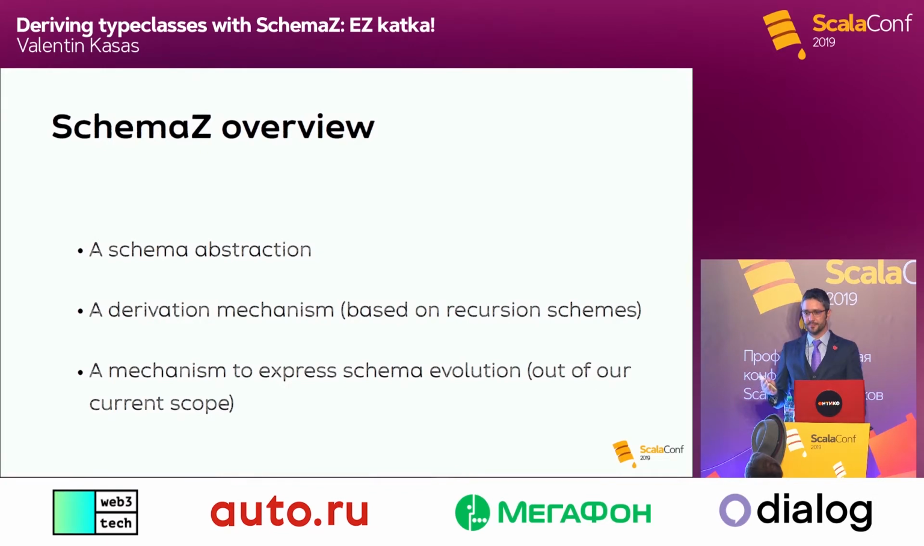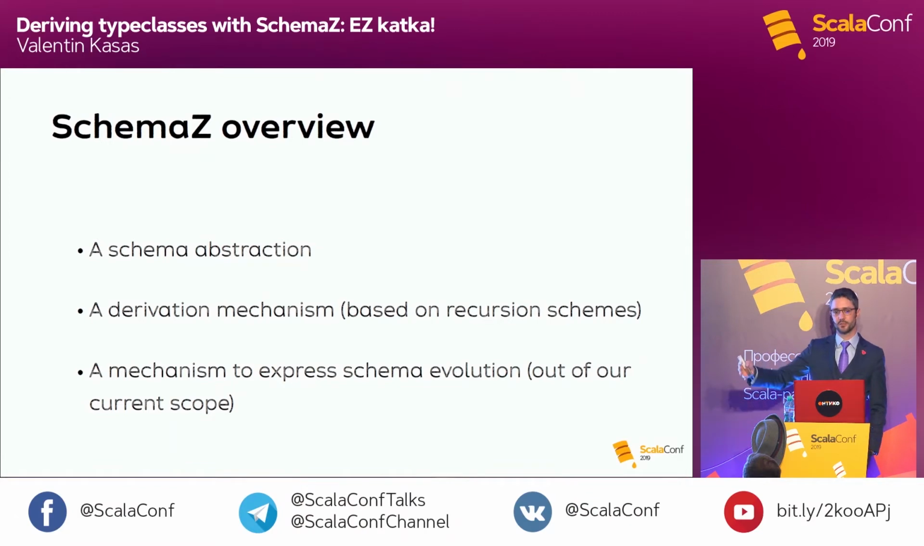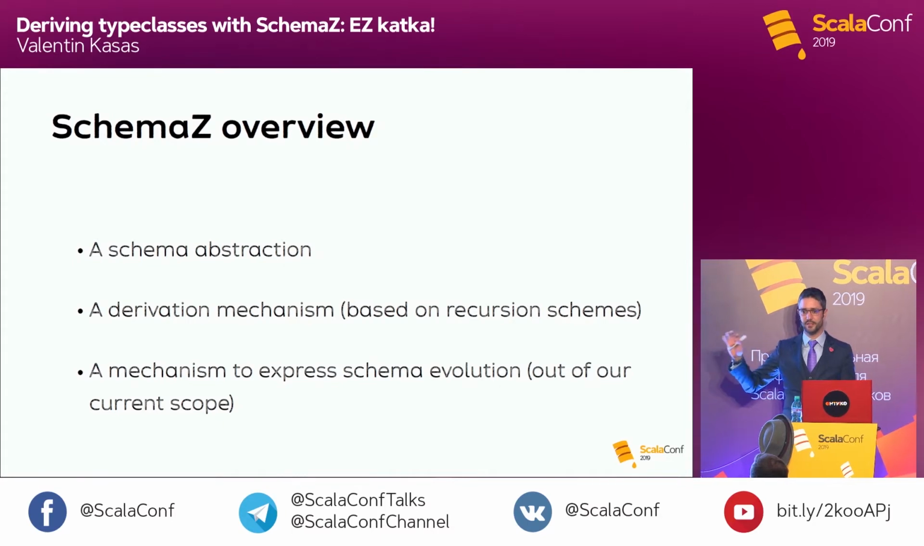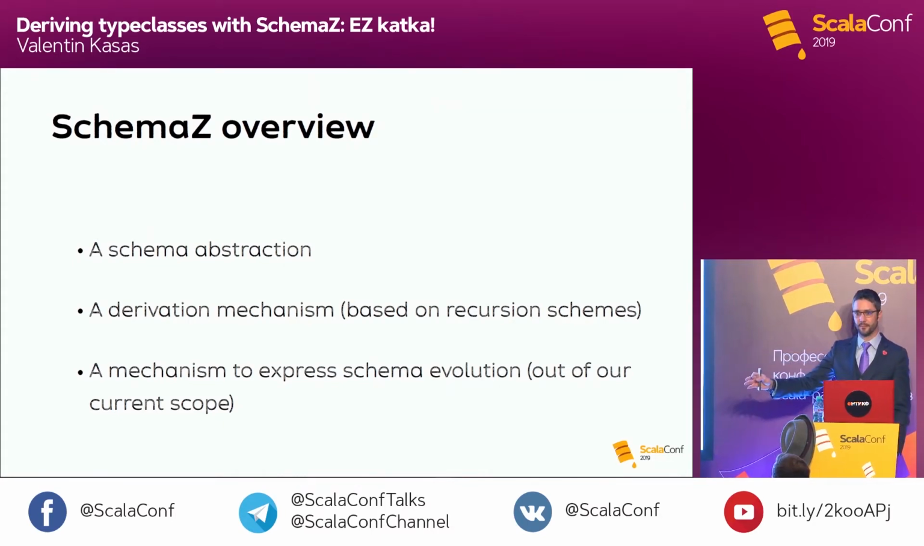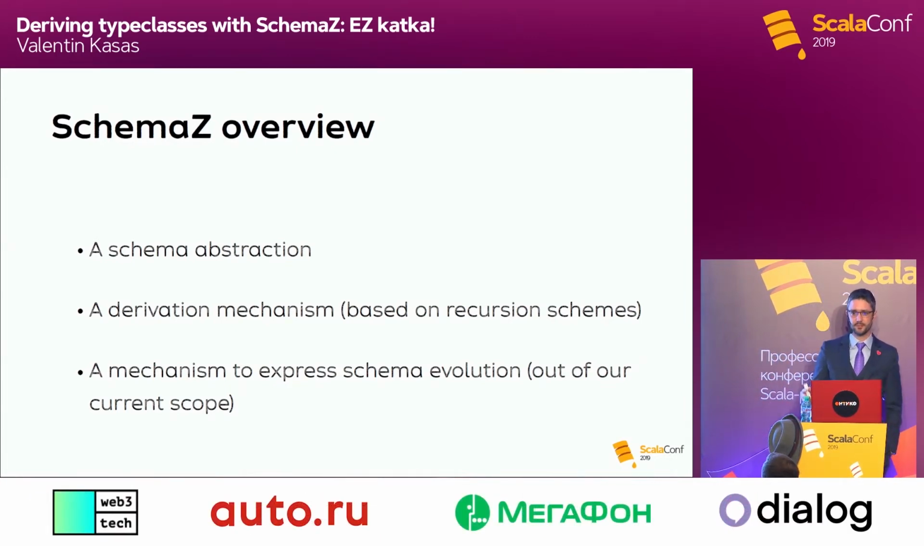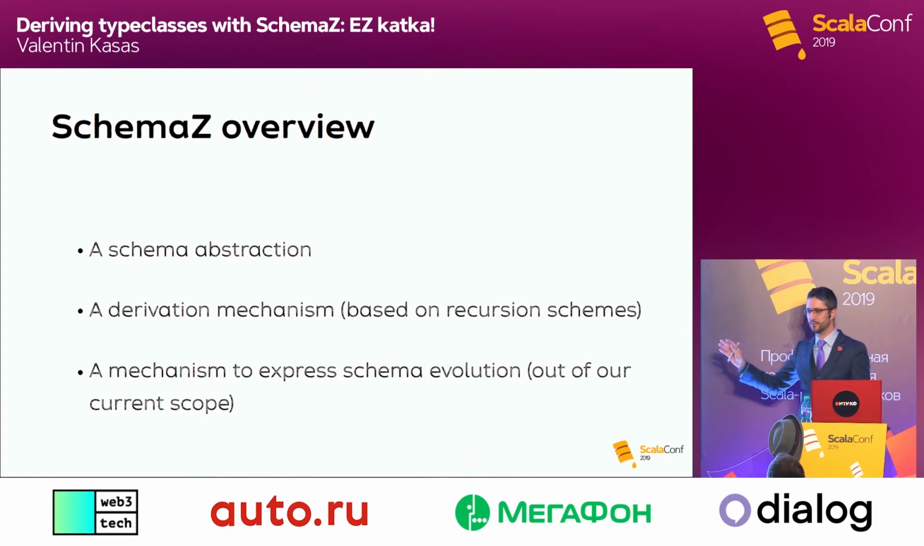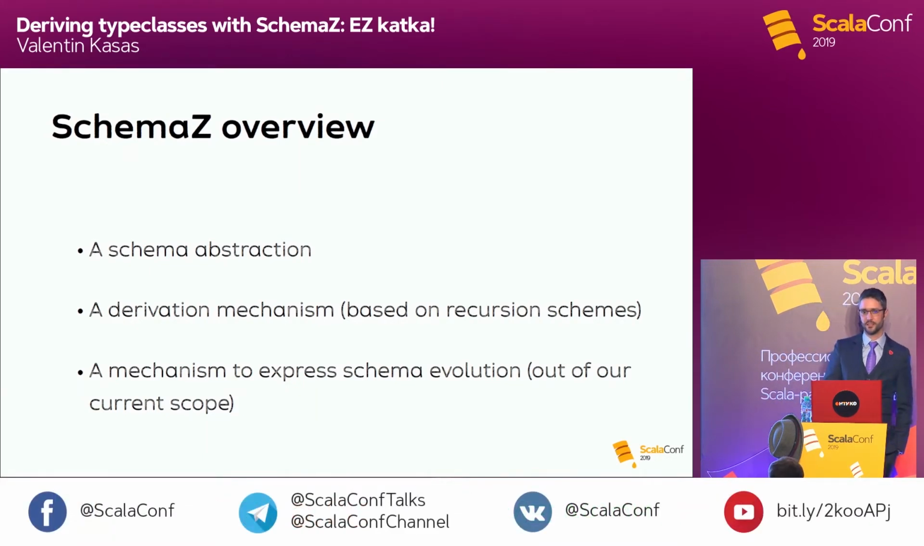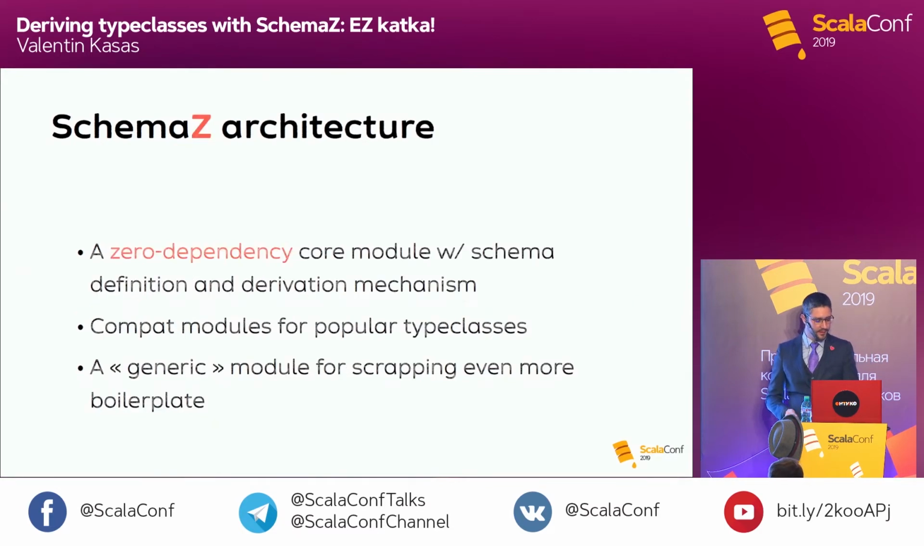So SchemaZ provides an abstraction, what we call a schema, which is something you write side by side with your case classes that represent the structure of it. Then it provides you with a mechanism for deriving type class instances from the schema, and also a mechanism for expressing schema evolution. That's beyond the scope of this talk, but it also gives you the way to evolve your ADTs without breaking serialization compatibility.